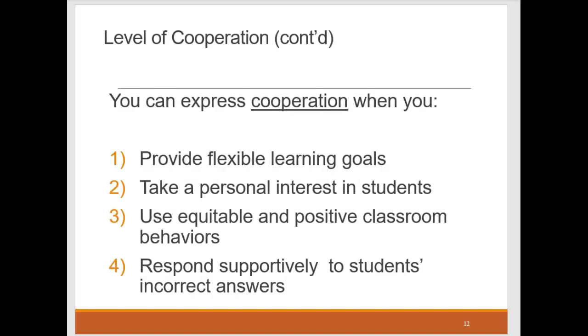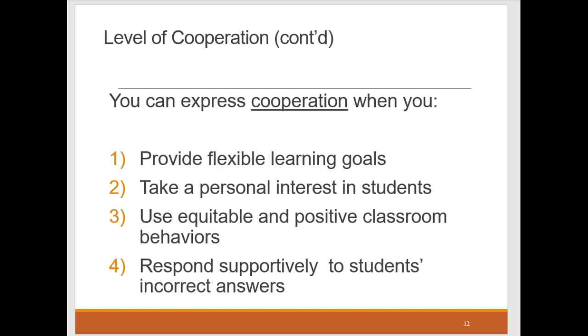And what we know about cooperation is it develops when we have student buy-in, when we have flexible learning goals that students also contribute to, when we express a personal interest in the students and care enough to learn what they're all about. And when our classroom behaviors and our interactions with the students always begin on a positive note and are equitable. How is it that we're leveling the playing field so everyone gets to participate?